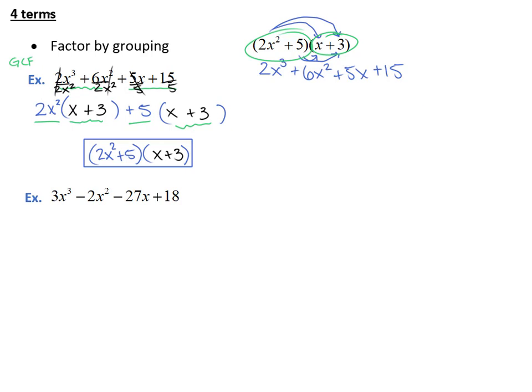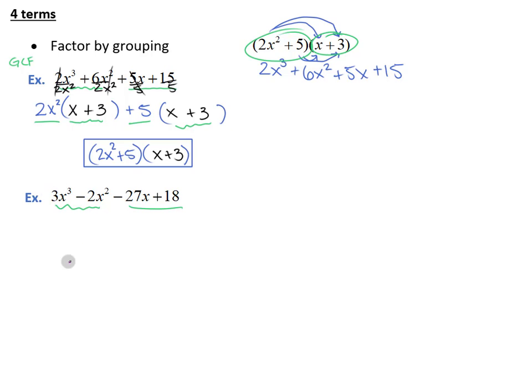Okay, let's try another example of this. So here, again, we're going to first look for any greatest common factor. I should have looked for that in the previous one, but there was not a greatest common factor. So greatest common factor of everything, no. But it does have 4 terms, so let's try our new method of grouping. We're going to group first 2 and last 2.